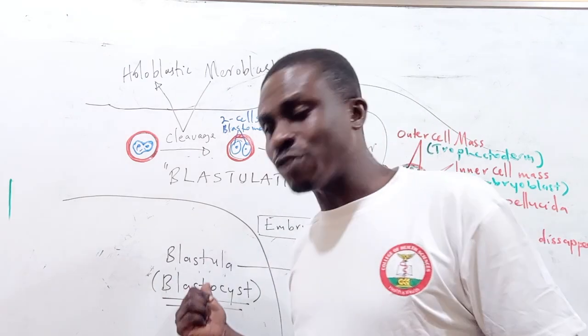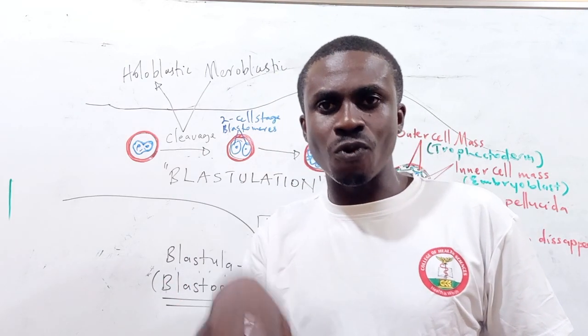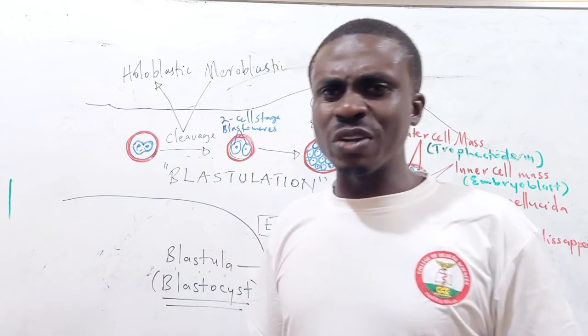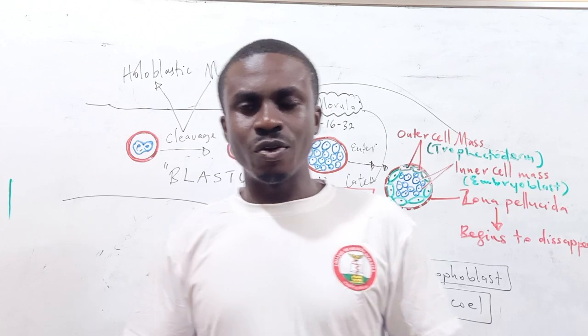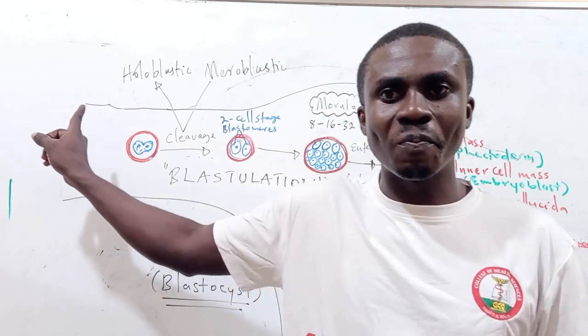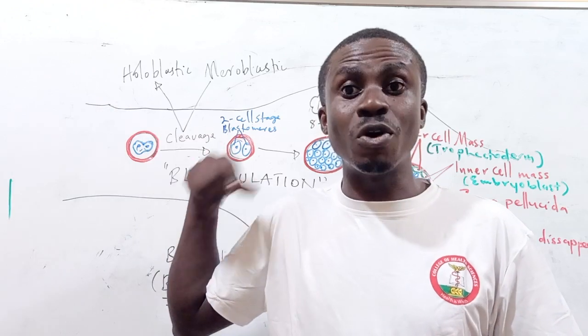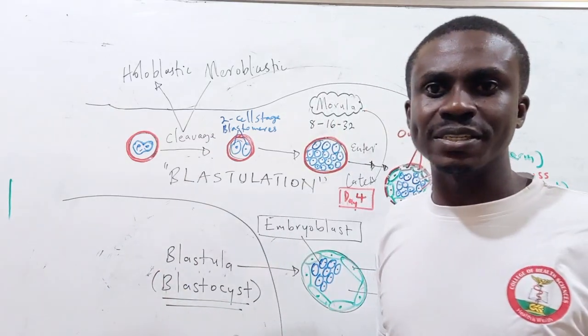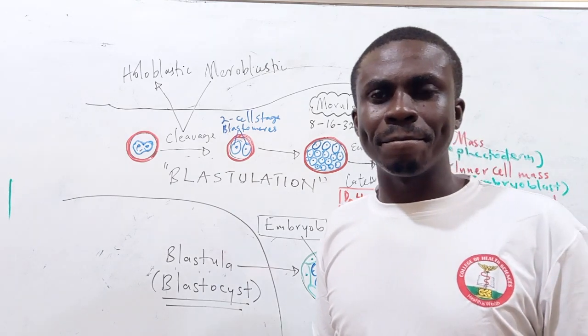And my friends, the blastula is that form which will be implanted. So when we ask you the stage of the conceptus that will be implanted, it is not a zygote, it's not a 2-cell stage, it's not the morula, it's not the advanced morula. We are talking about the blastocyst.